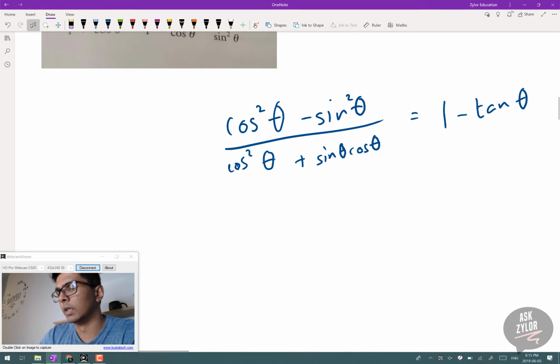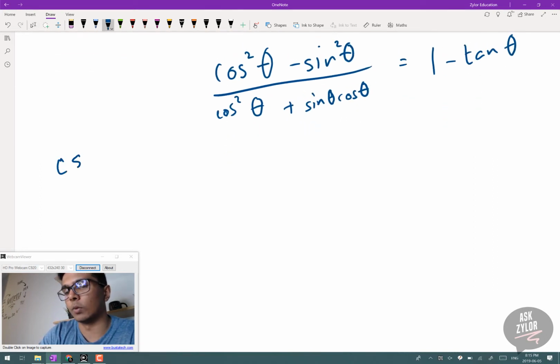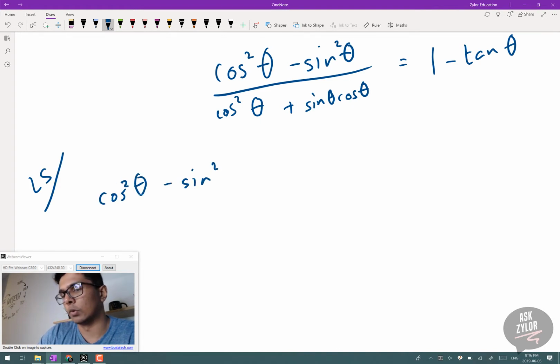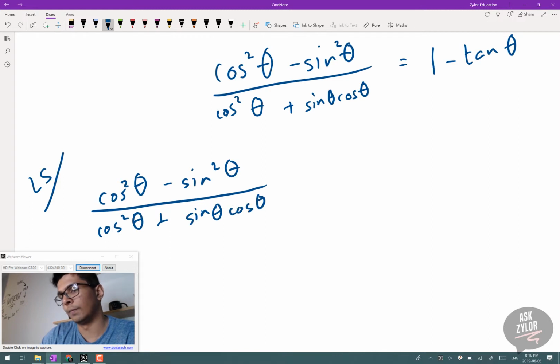Okay, so let's deal again. The common thing we're going to follow for trig identities is we're going to tackle the more complicated side. Right, so the left side is more complicated, so we'll try and simplify that and then deal with the easier one. So the left side is cos squared theta minus sine squared theta over cos squared theta plus sine theta cos theta. Immediately we should see that the numerator is a difference of squares. This is a square, this is a square, and there's a difference of it.